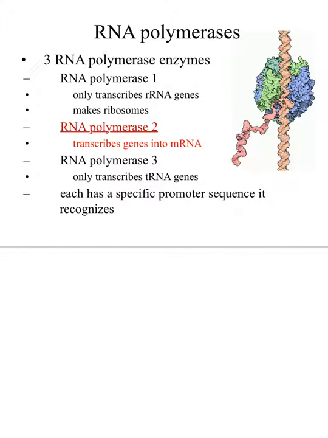So there are actually 3 different types of RNA polymerases. These are enzymes. RNA polymerase 1 is only going to transcribe our rRNA genes to make the ribosome. So that one's involved with making our rRNA. RNA polymerase 2 is the one that's going to make mRNA, and RNA polymerase 3 is the enzyme that's going to make tRNA. Each of them has a specific promoter that it recognizes to get it all initiated. And obviously the one that is in red here is the main polymerase that we're talking about, because that is the one that is going to make our mRNA.